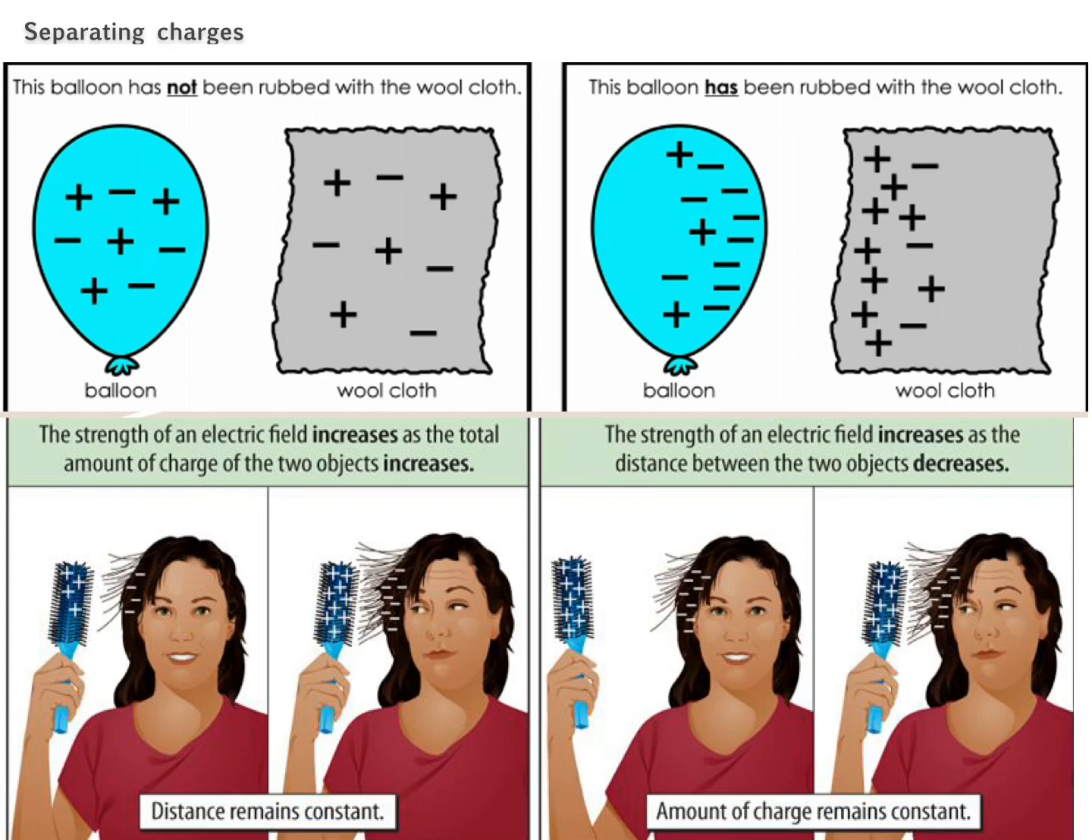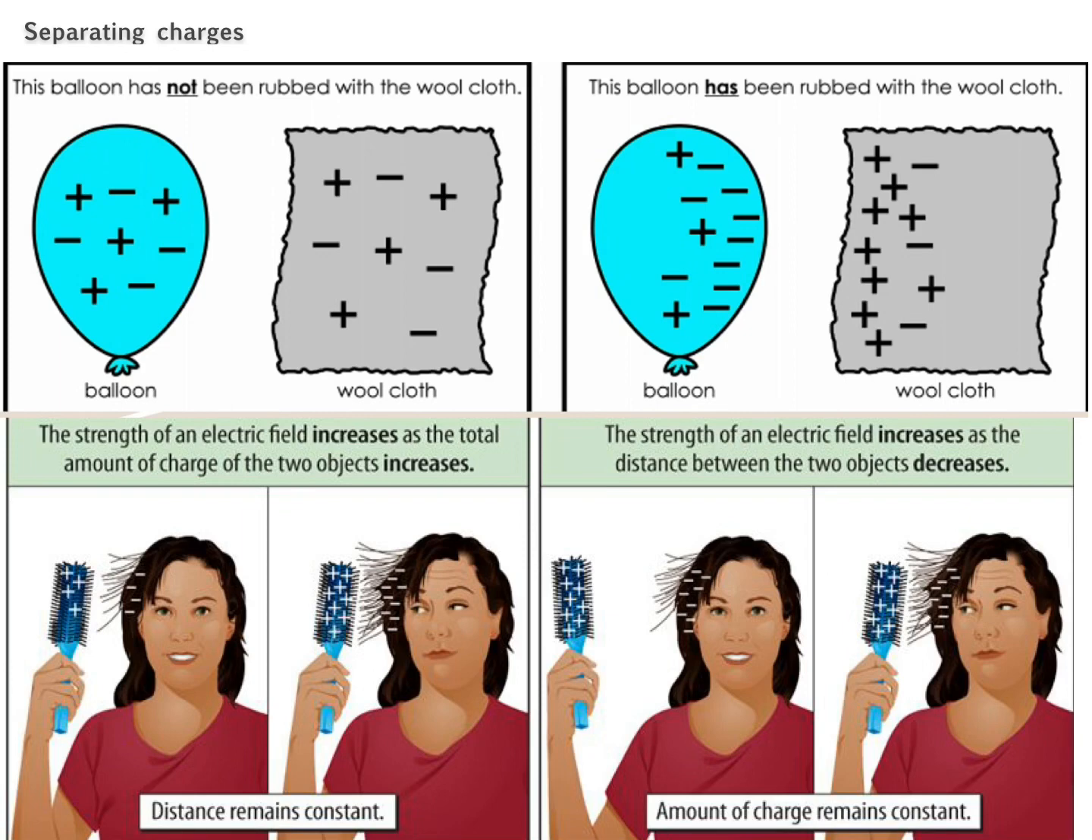Whenever you comb your hair, the teeth of the comb rub negative charge from your hair. The hair comb gets extra negative charge, so it has an overall negative charge. So the comb becomes a negatively charged object.